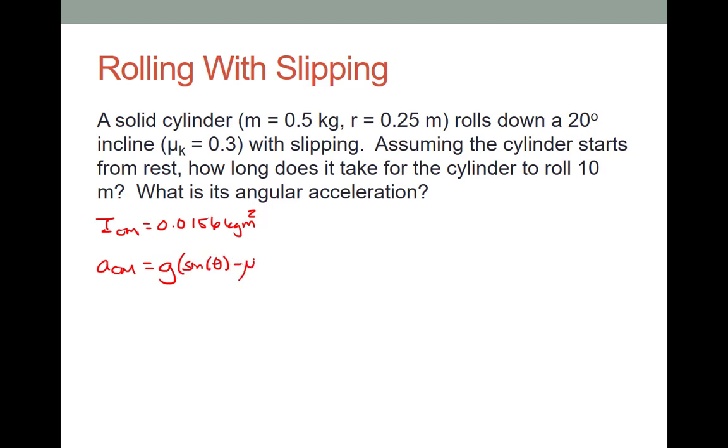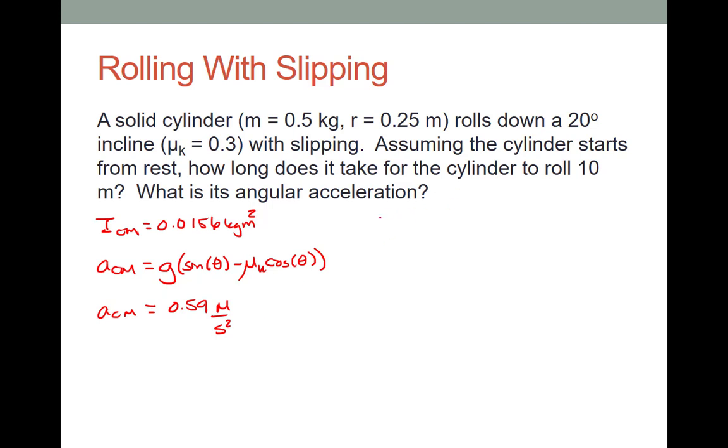The acceleration of the center of mass is found, and we derived this formula in the last part, is g times the quantity sine theta minus the coefficient of kinetic friction times cosine of the angle. Plugging into this gives an acceleration of the center of mass of 0.59 meters per second squared.